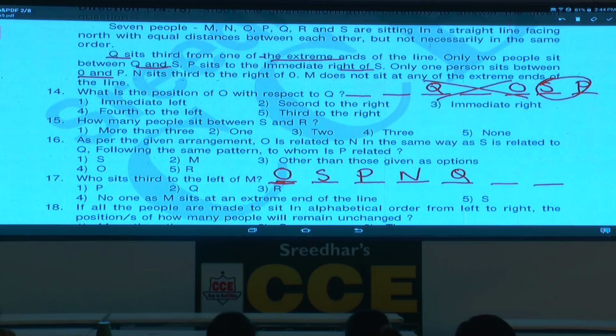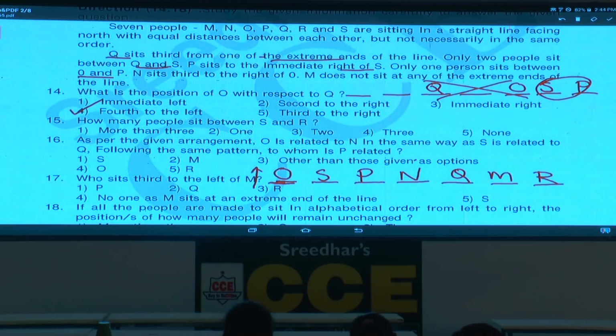M does not sit at any of the extreme ends of the line. As M is not at the extreme ends, M will be here. Then who is the person left over? R is the person left over. This is how these 7 persons are seated in a row, all facing towards north. Then question number 14: what is the position of O with respect to Q? O with respect to Q, 1, 2, 3, 4, 4th to the left, and it is given in choice 4.